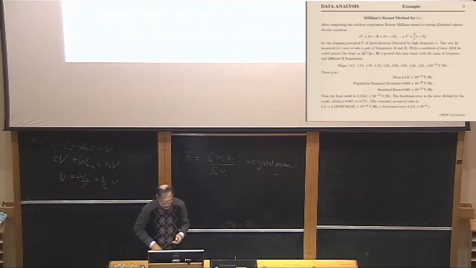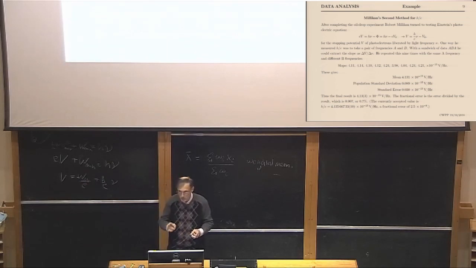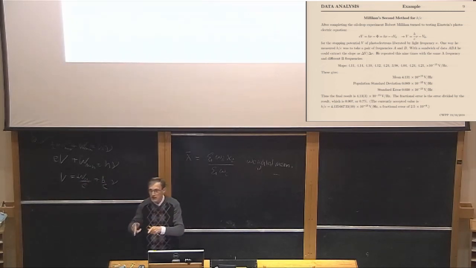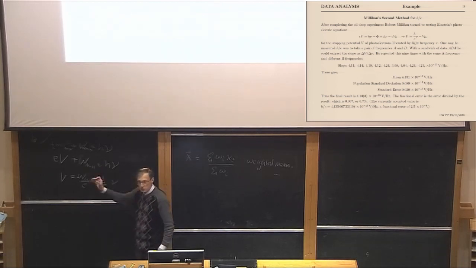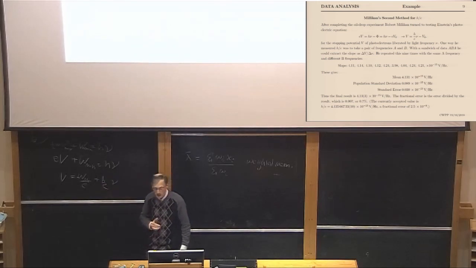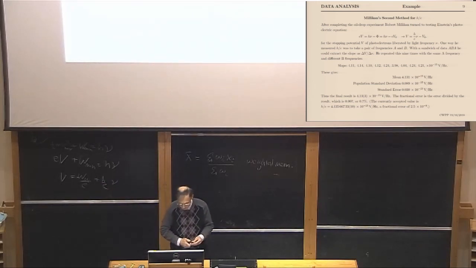And he did that by using two frequencies, A and B, and taking a sandwich of measurements using A and then B and then going back to A again, and using for the A value, for the stopping potential, the average of the two that he got. And that effectively cancels out the linear change in the stopping potential over the time that it takes to do that. And he reckoned he could do that in 5 minutes.